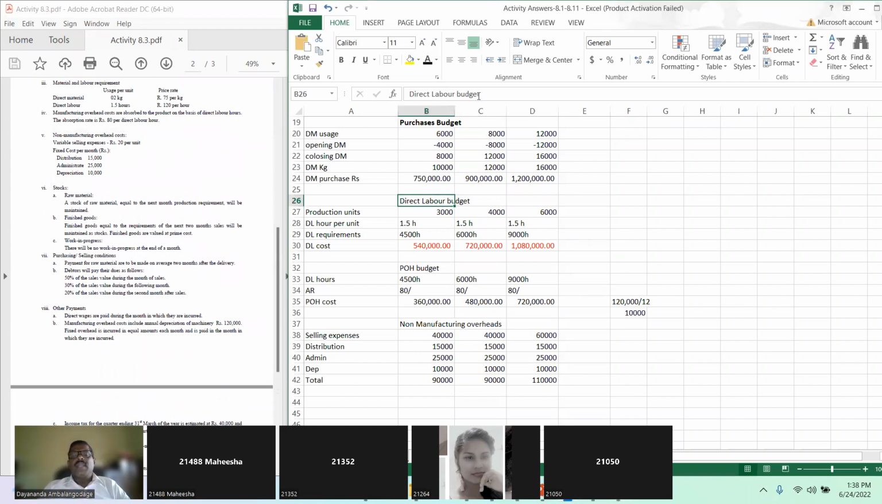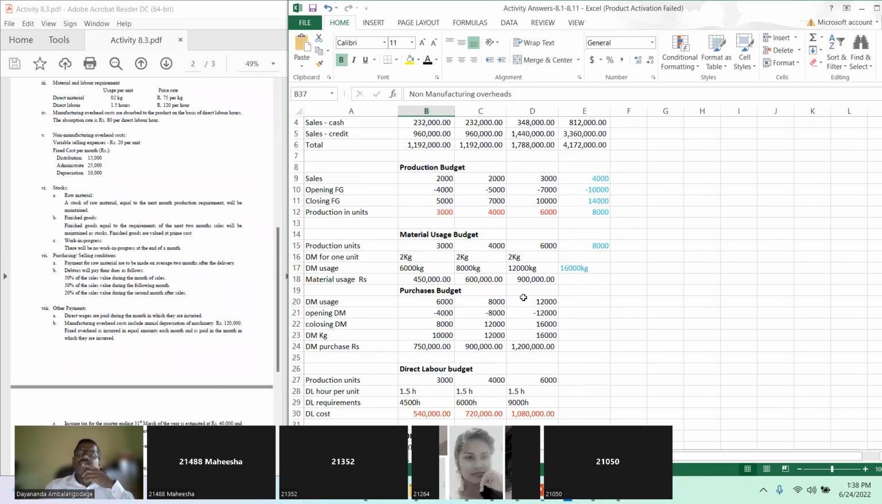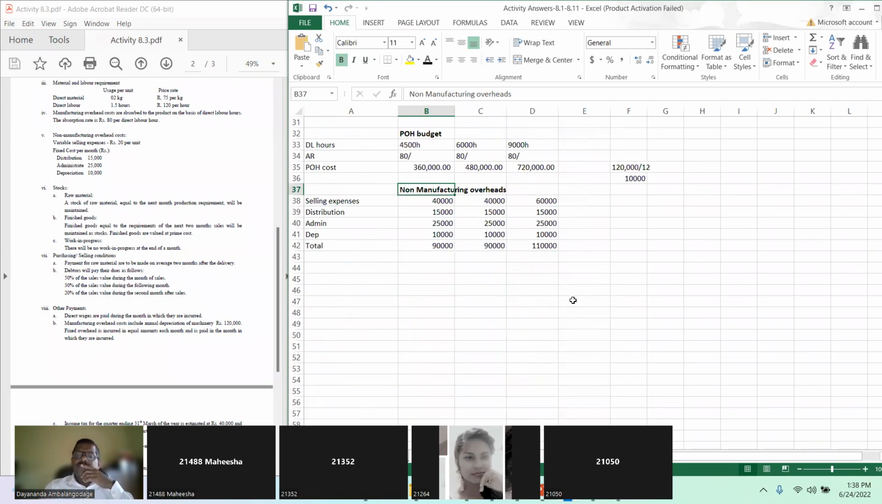So we have now prepared the direct labor budget, the production overhead budgets, and the non-manufacturing overhead budget. Those are called functional budgets. In addition to these functional budgets, we have the cash budget. So thereby we prepare the cash budget.